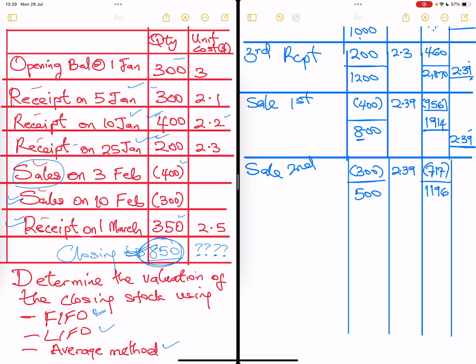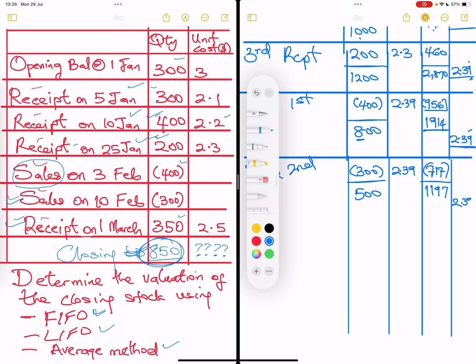1914 minus 717, that's 1196 point something. So maybe I just make it 1197, just to approximate it. So we have 1197 left. So we need to do valuation, remember, as we usually do. And that will be 1197 divided by 500, and that is 2.39. Interesting. It's still that valuation, 2.394, right?